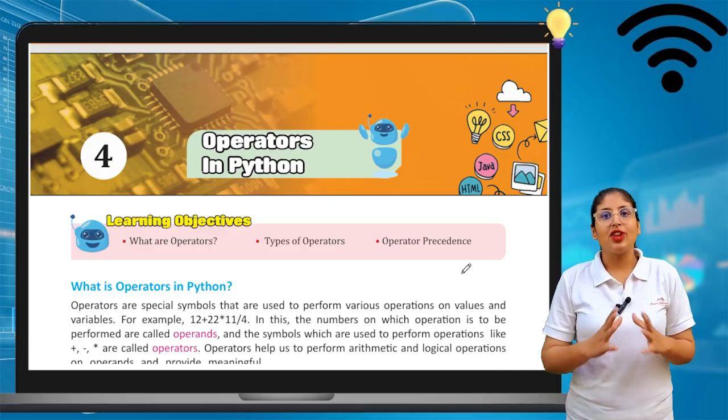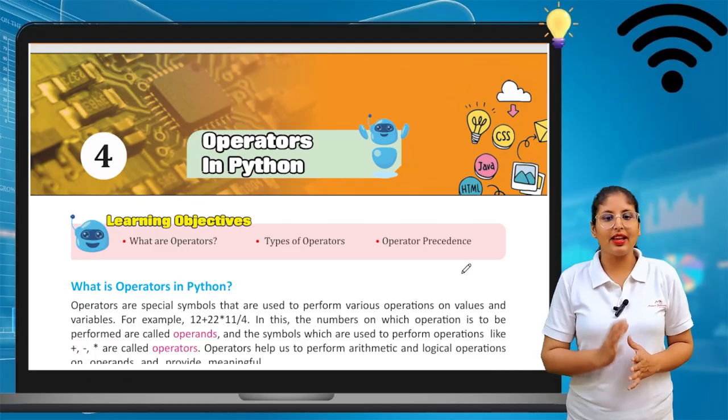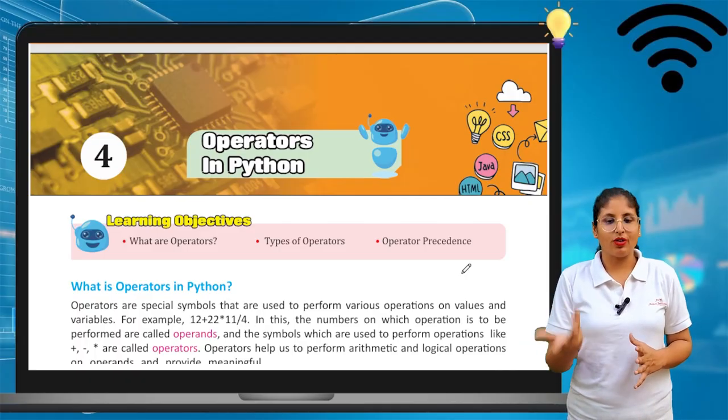Chapter number 4. The name of the chapter is Operators.